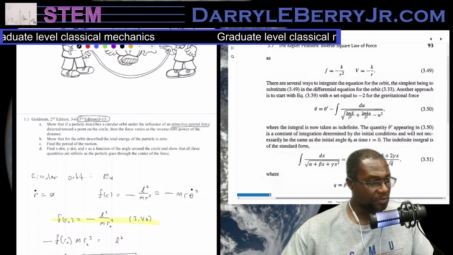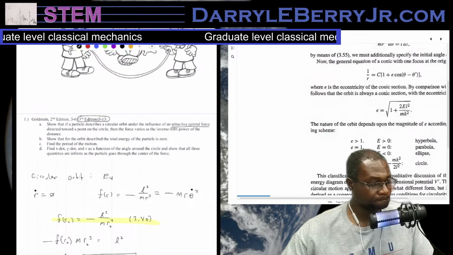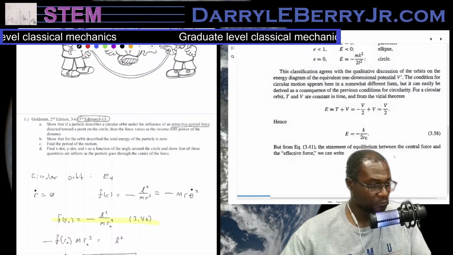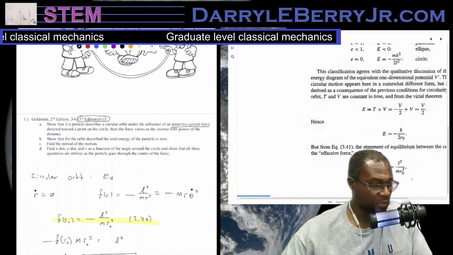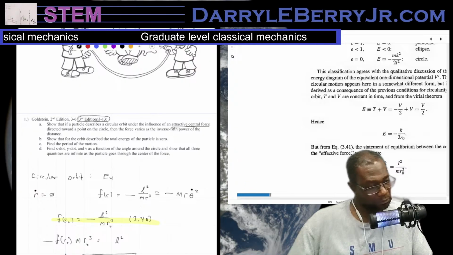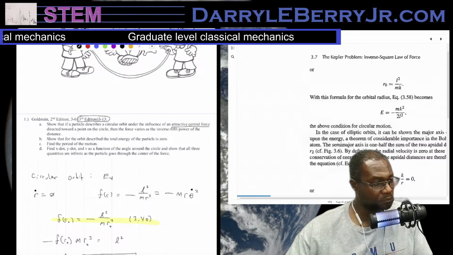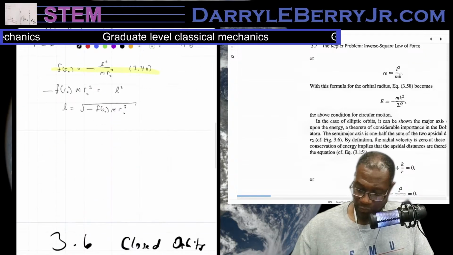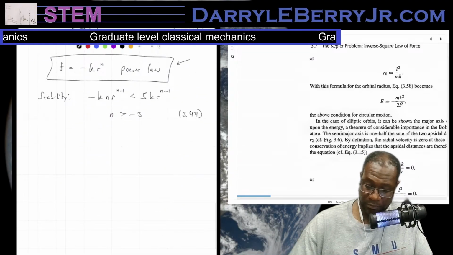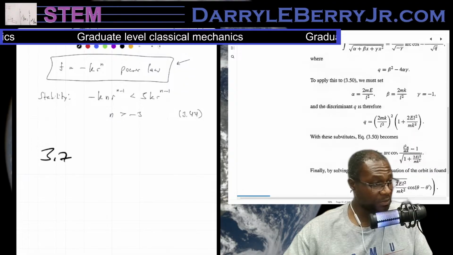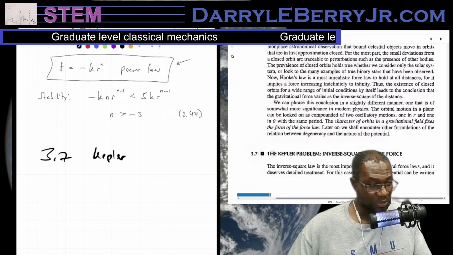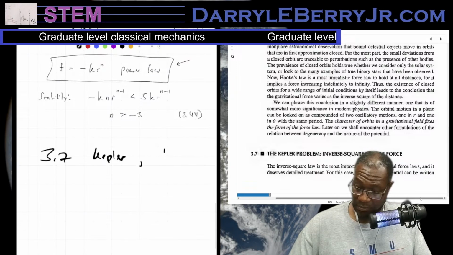So this is taking us to Kepler's laws. It's the energy for a circle. Okay. Another condition for circular orbits that we get from 3.7. I'm trying to find all the things related to circular orbits. The Kepler problem.